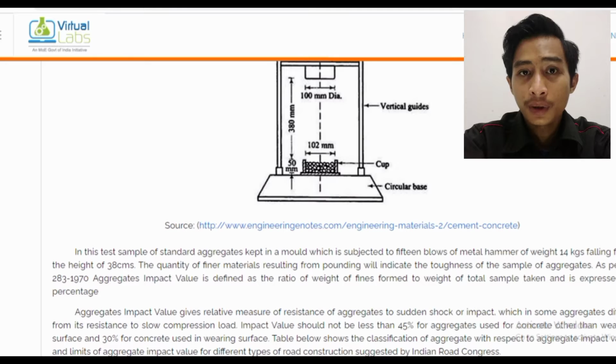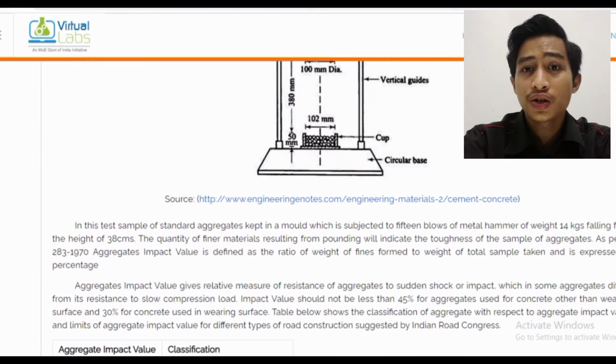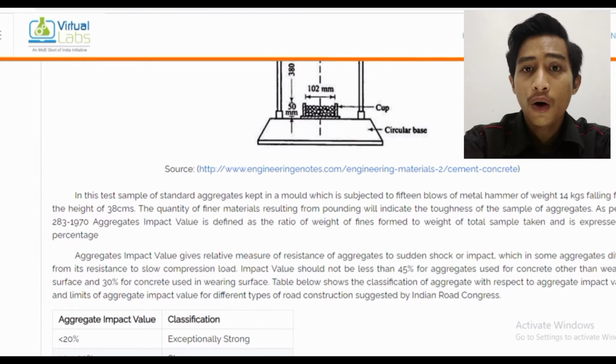In this test, a sample of standard aggregate, kept in a mold, is subjected to 15 blows of a metal hammer of weight 14 kg falling from the height of 38 cm. The quantity of finer material resulting from pounding will indicate the toughness of the sample of aggregate. As per IS 2386 1970, aggregate impact value is defined as the ratio of weight of fines formed to weight of total sample taken and is expressed in percentage.